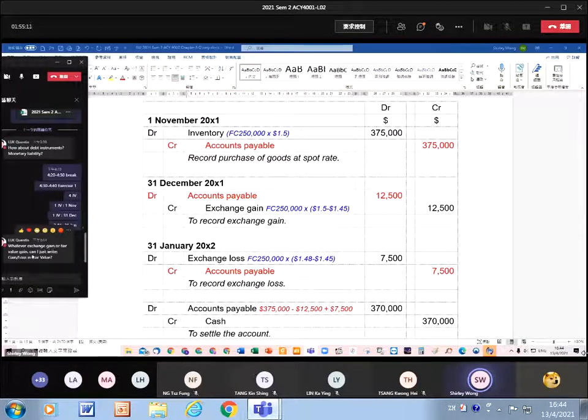Whatever exchange gain or fair value gain, can I just write gain or no? You cannot. This accounts payable is the monetary liability. Monetary liability is exchange gain or loss. We only write fair value gain or loss on investment items that are designated at fair value.